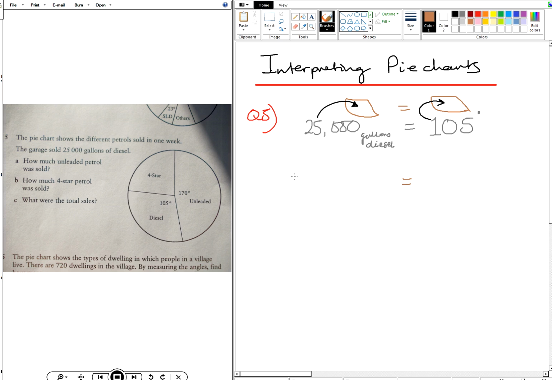Now we need to work out what each gallon is worth or what each degree is worth. We need to work out what each degree is, because the diagram is in degrees. We need to change degrees into gallons. So we need to know where to start the question. That's very important. We start with the degrees and convert them into gallons. So we need to know how many gallons is worth 1 degree. So we're looking at our multiplier for the question. So 105 to 1, what do we do? We have to divide it by 105.